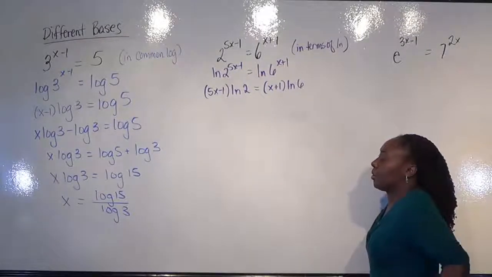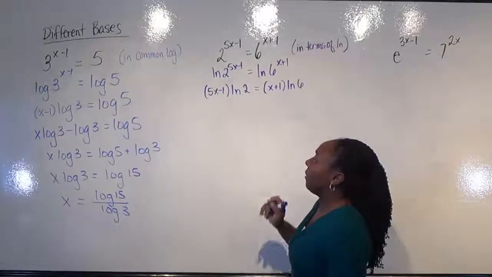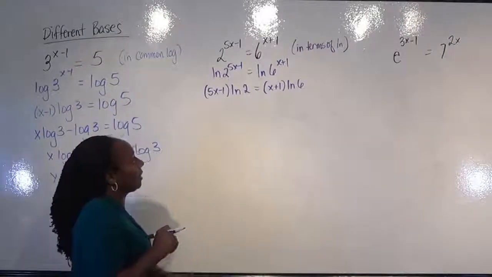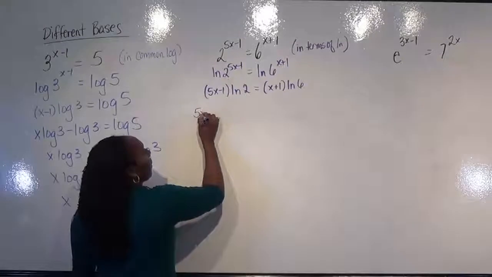That distributes. Okay? Which is going to be our next step, because we need to get, again, the x's on one side of the equation. And at this point, I can't do that because the x is attached to both natural logs. So we'll go ahead and distribute.